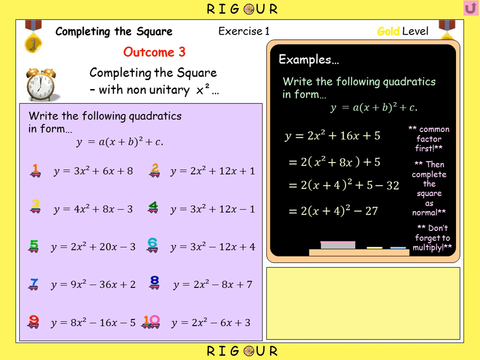So here are 10 for you to try and write in the higher way of completing the square. And if you're working on these at home, pause the video now. Okay, you've unpaused the video, let's go over some answers.